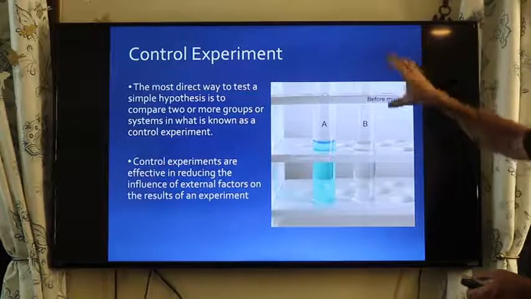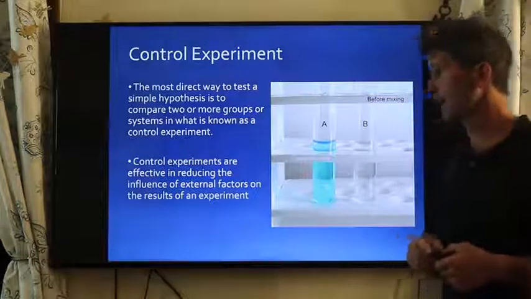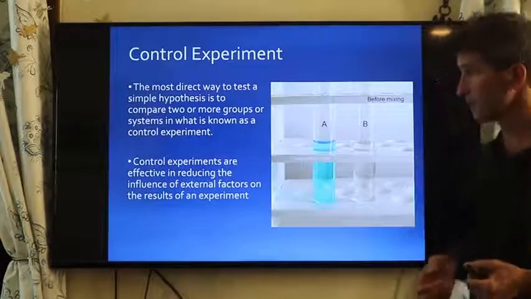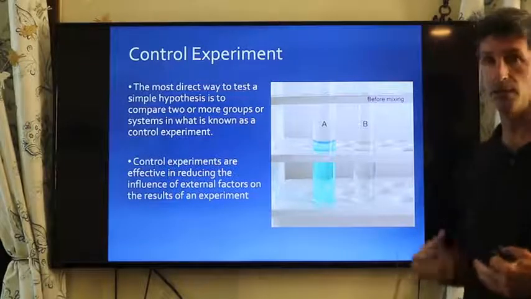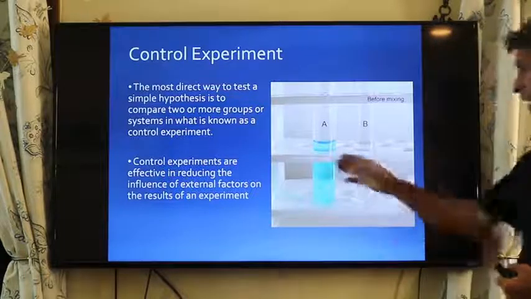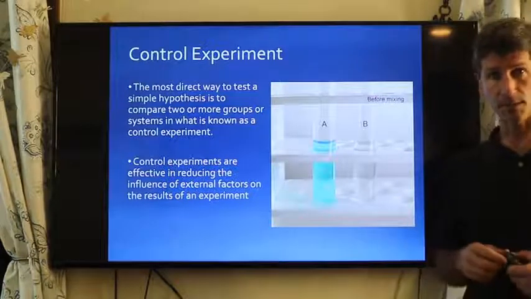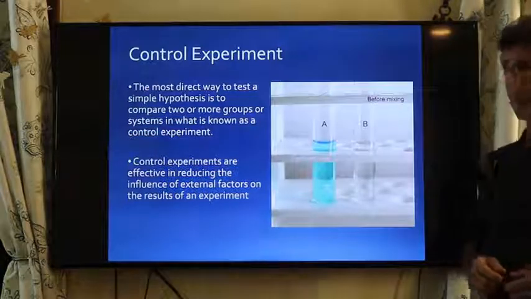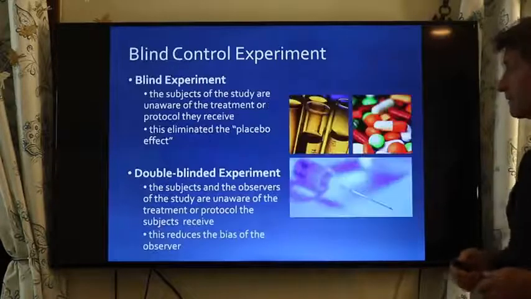Now, what we do is we follow something called a control experiment. The most direct way to test a simple hypothesis is to compare two or more groups where the difference between the two groups essentially tests the hypothesis. So for instance, let's say we have two compounds, A and B. We want to test if A is effective at treating some condition. We would test it against another compound, perhaps B, and in doing so, we can compare the two results and see which one was more effective.